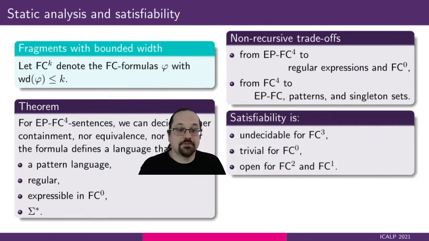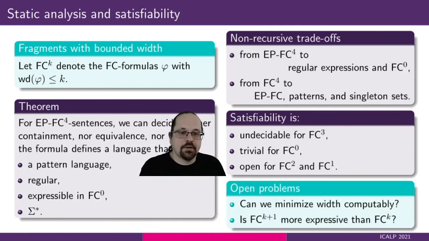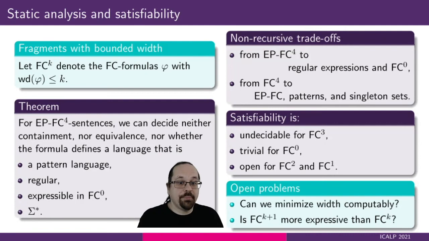Also, regarding satisfiability, it's still undecidable. We only need 3 variables to prove that. FC0, that's just finite and cofinite sets. So in that case, it's trivial, and it's open for 2 and 1 variables. Other open problems that we run into, well, the big one that we would like to answer is, can we minimize width computably? Given a formula from some nice fragment, existential positive, for example, compute the one that uses the lowest amount of width. That would be very, very advantageous. That's open even for small fragments like conjunctive queries and so on.